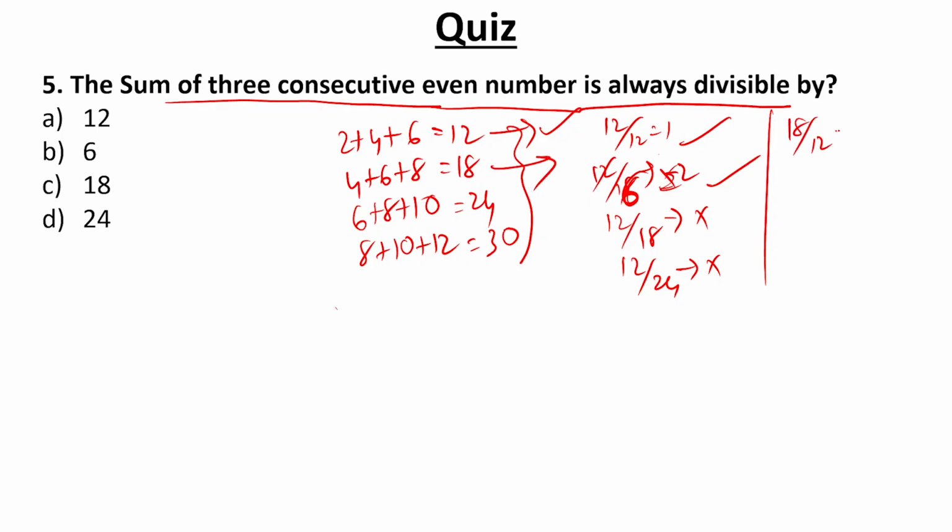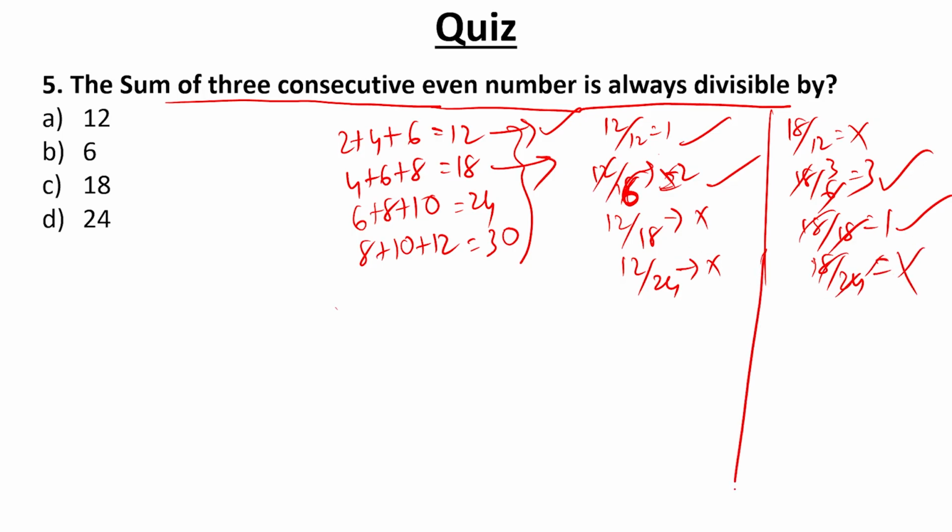18 divisible by 12, not possible. 18 divisible by 6, 6 threes are 18, so we get a value here. And 18 divisible by 18, 18 ones. Okay, it's possible. 18 divisible by 24, it's not possible.